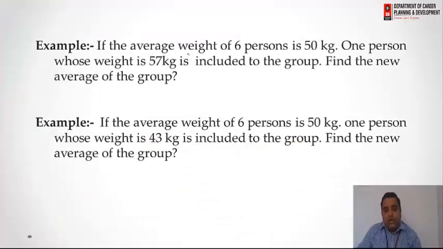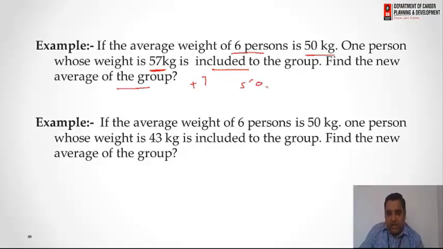Now in this question, the average of 6 persons is 50 kilograms and one person whose weight is 57 kilograms is included in the group. Find the new average of the group. The person who is added has 7 kilograms more weight than the previous average. It means the previous average is 50. After adding the person, the new average is 50 plus 7 by 7, because the increased value is divided among all the persons in the new group, hence the average becomes 51.